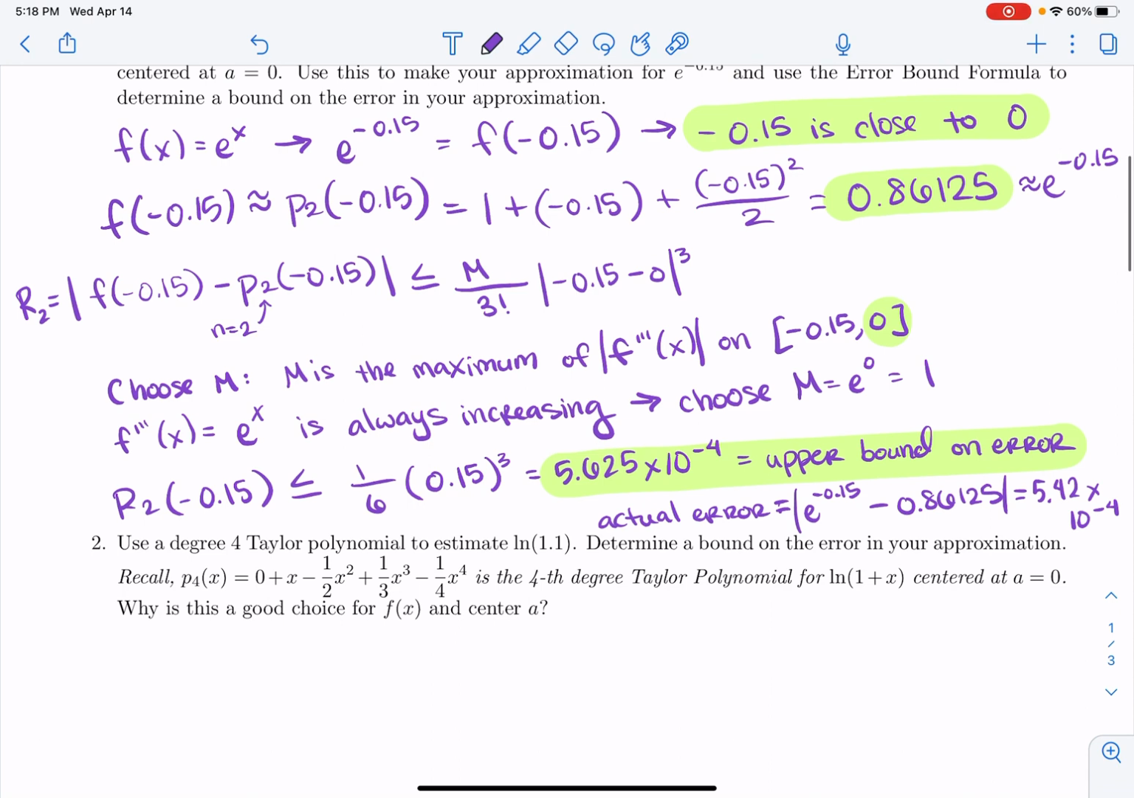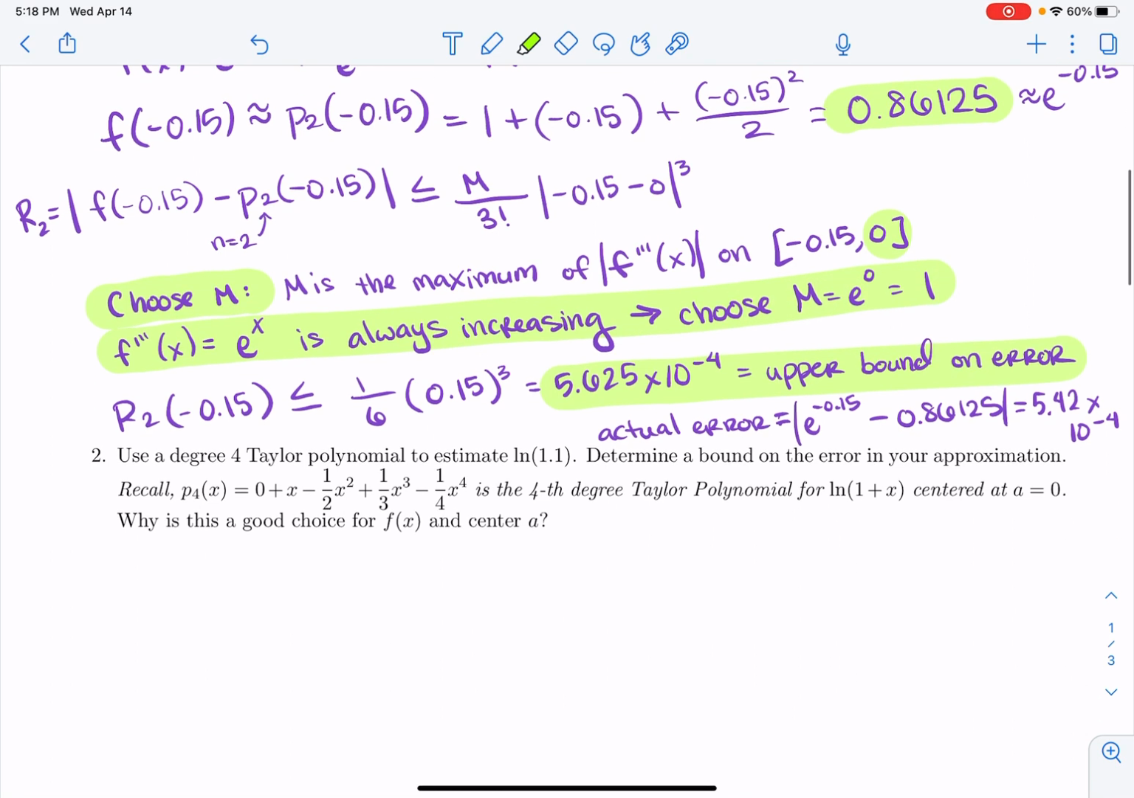Okay, so the important part here is choosing M. Make sure you justify. This is where I justified it. F triple prime is always increasing, so I choose M at the upper bound of my interval. In this case, that made M equals 1.